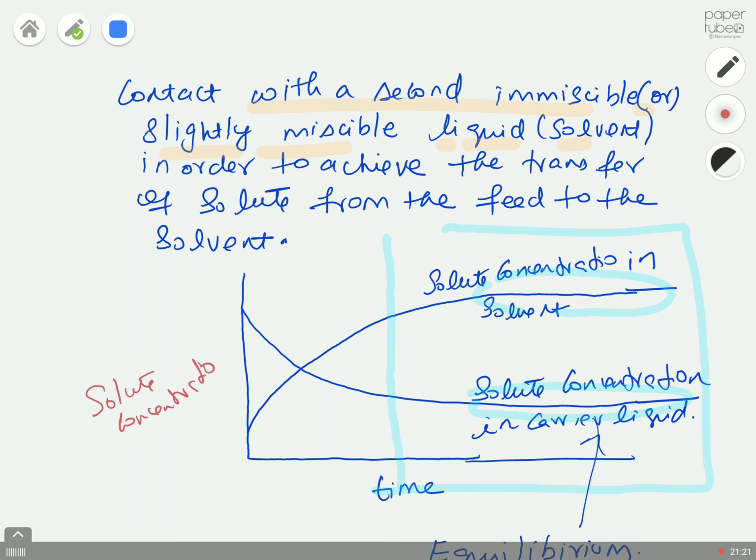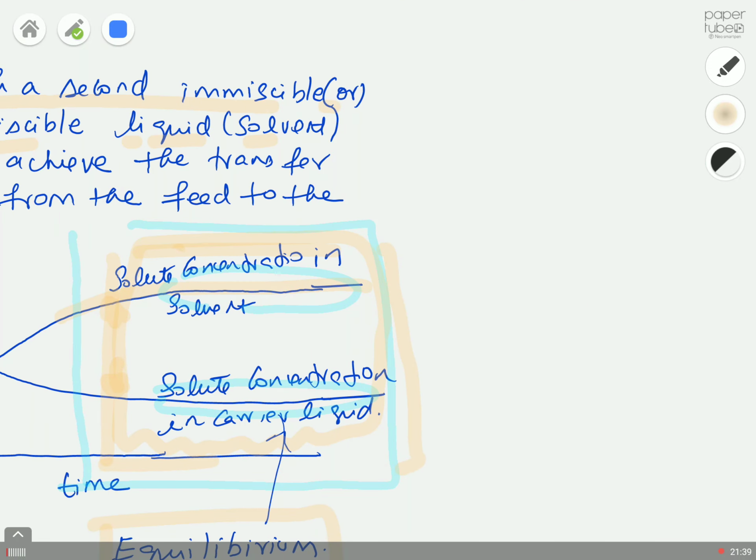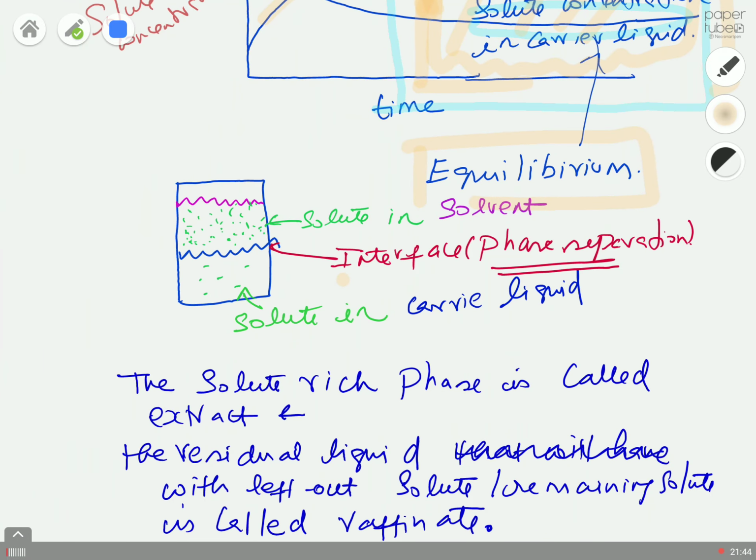So this is your solute concentration, the top curve, that's your solute concentration in the solvent, and that's your solute concentration in the carrier liquid. So at this point it reached an equilibrium. Yeah? So that's the point of equilibrium. I highlighted it here, which means the system has already reached an equilibrium, this whole zone. So that's the same setup we started with in the experimental setup.